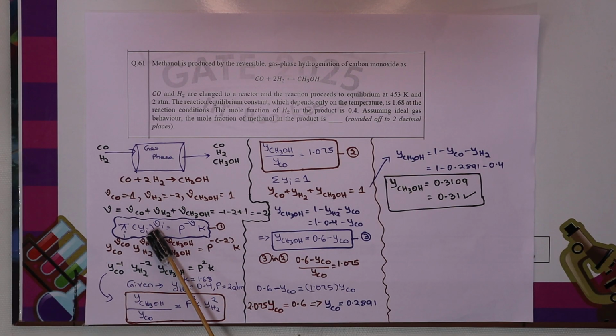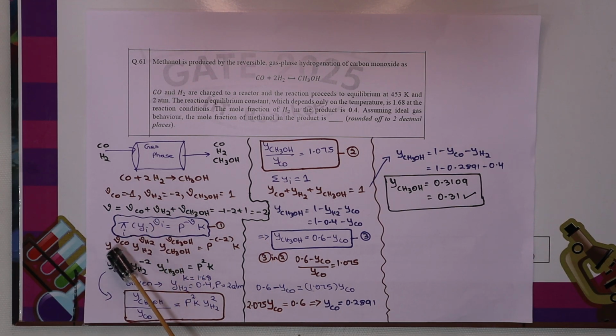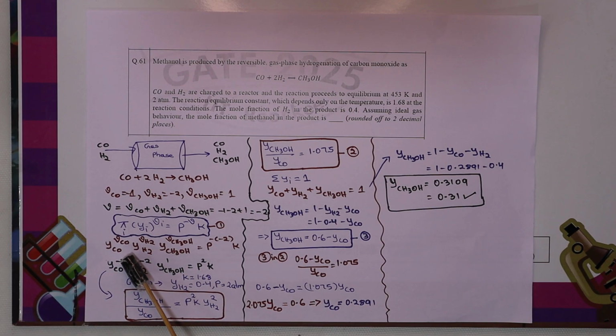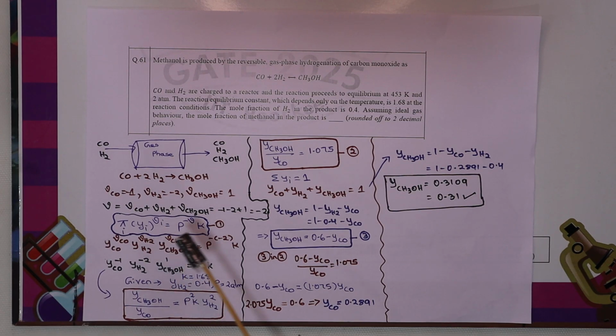The product of yi power vi. How many components are participating in this? One is CO, H2, and methanol. So if you expand this particular term, you have the product of 3 terms. One is the fraction of carbon monoxide power the stoichiometric coefficient of carbon monoxide, the fraction of hydrogen power the stoichiometric coefficient of hydrogen, and the fraction of methanol power the stoichiometric coefficient of methanol, which is equal to P power minus v, that is minus of this minus 2, into K. K is the equilibrium constant.